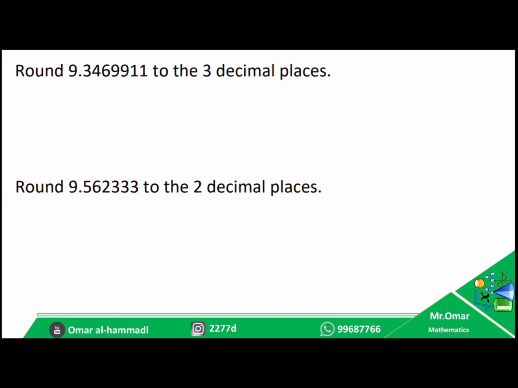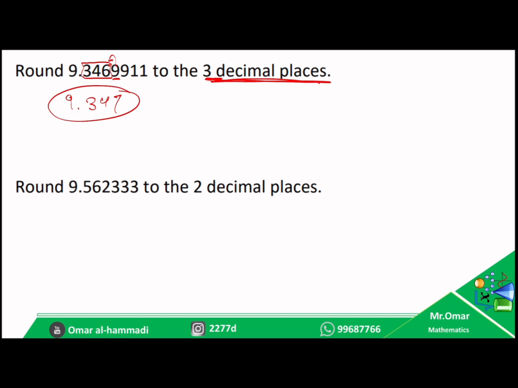Again, here the change the meaning of, for example, we will use 3 decimal places. Round 9.3469911 to the 3 decimal places. So this is easy. We will see this is the 3 decimal places. We will see the 9. 9 is more than 5, so it will give us 1. It will be 9.347.